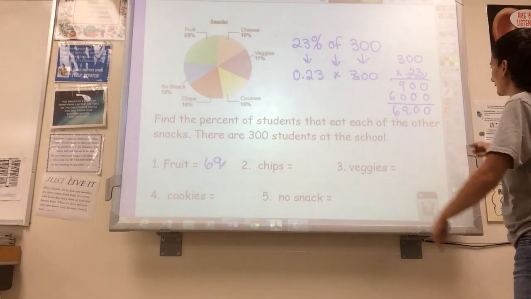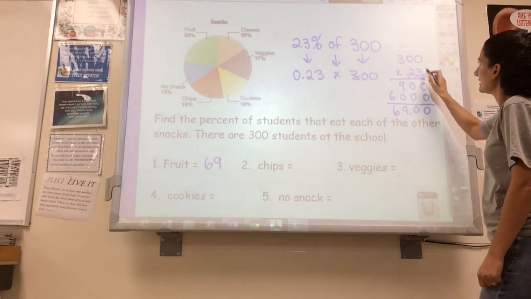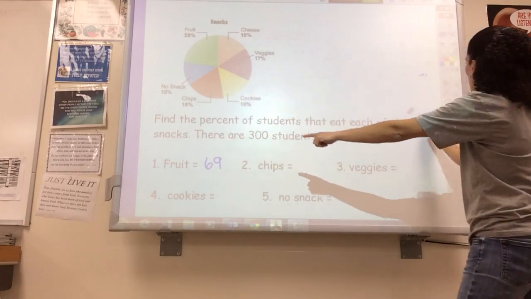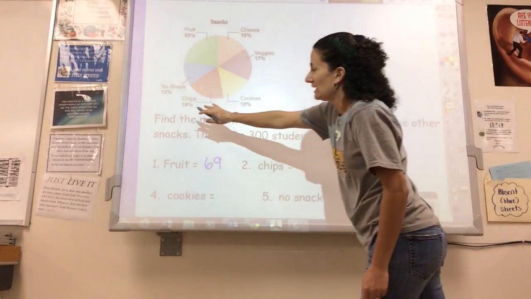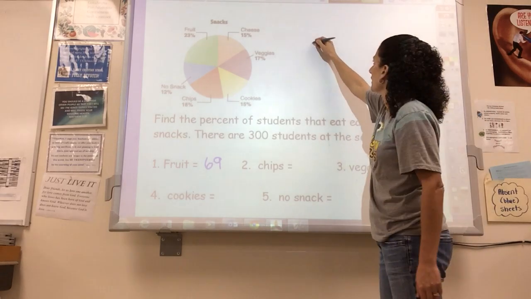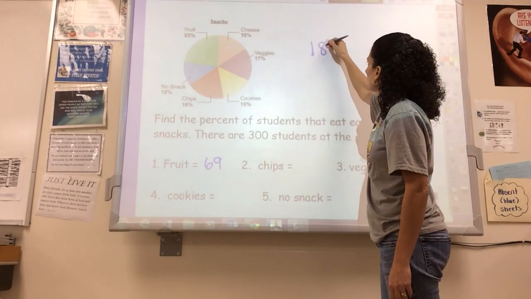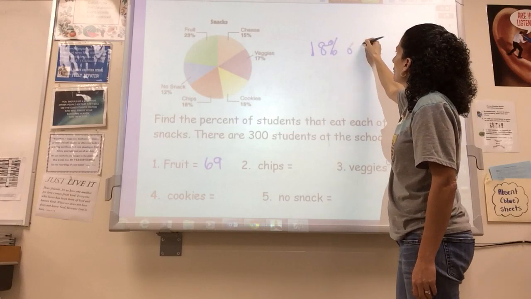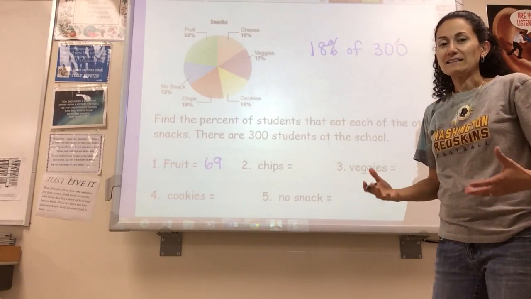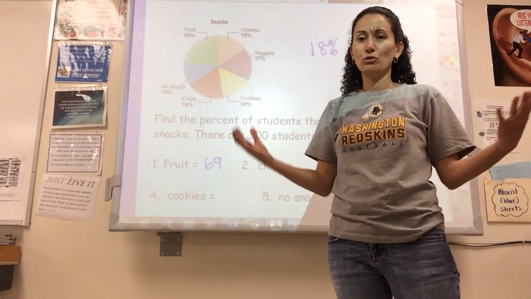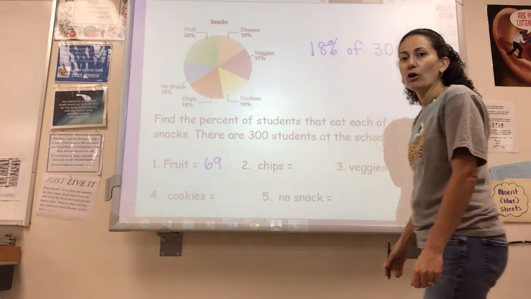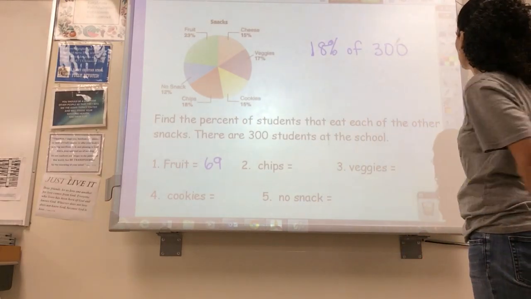All right, let's take a look at chips. See how you did on that problem. We can tell from the circle graph that 18% of kids are bringing chips as a snack. So I now have to find 18% of 300 again. The reason I keep using 300 is that's how many kids are in the whole school. All of these are parts of that 300. They're all parts of a whole. That's what circle graphs show.